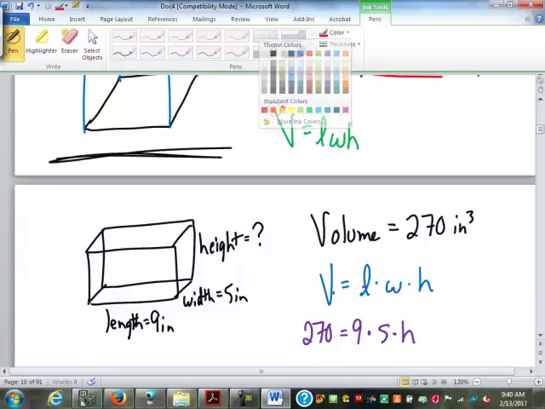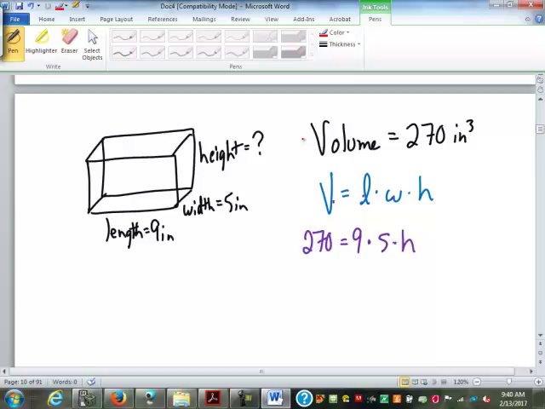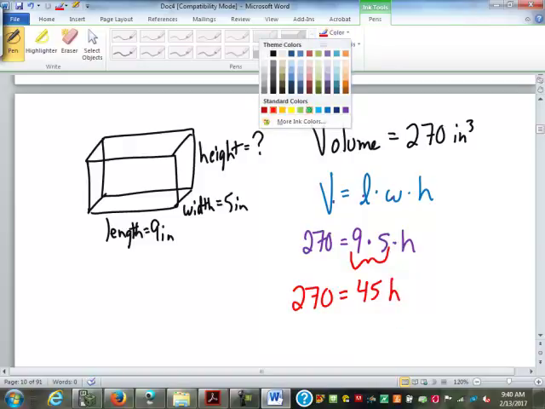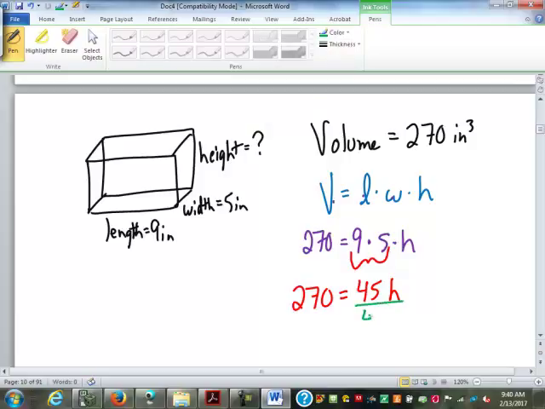Good. So now before we start to solve, we do have to combine. So we've got 9 times 5, which is 45. So 270 equals 45 times H. And then divide by 45. H equals 6. So the height of this is 6 inches.